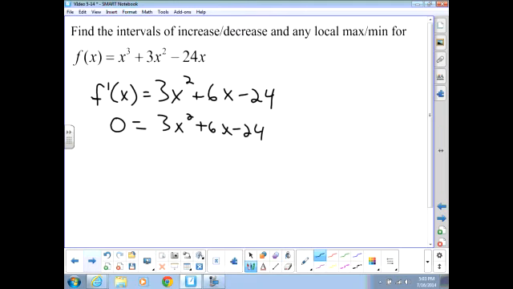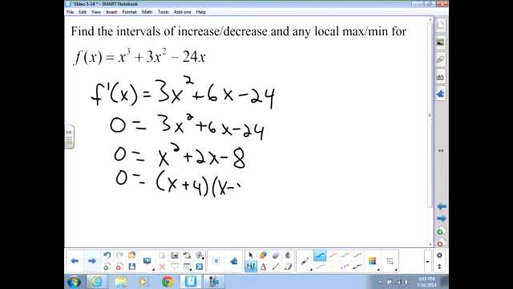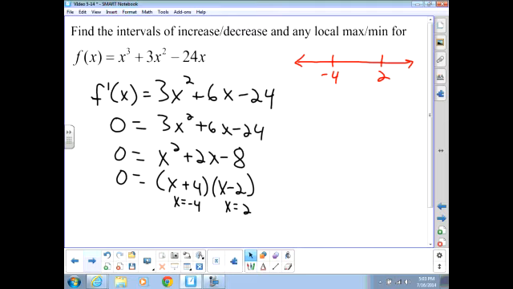Notice everything is divisible by 3. So we'll divide out a 3, and we'll be left with x squared plus 2x minus 8, which factors into (x plus 4) and (x minus 2), giving us x equals -4 and x equals 2. So those are the values on our number line. We will pick values in each of our gaps and we'll plug it into our derivative.